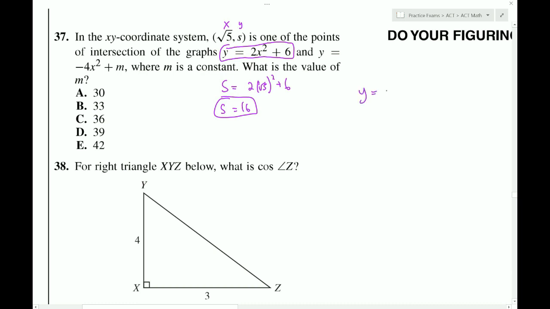Now if we look at our other equation, negative 4x squared plus m, we can again plug in the x and y that were given. But now we know the value of S is really 16. And for x we'll use rad 5. Rad 5 squared is 5. 5 times negative 4 is negative 20. So now we add 20 to both sides, and we get 36 equals m.